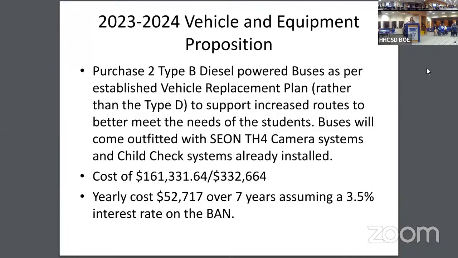Can you quickly explain what the difference is? The Type B is the conventional, which is the engine in the front, and the Type D is the transit style, the pusher, and the engine's in the rear. It's also a difference in cost. So this bus is about $30,000 less than the other buses.